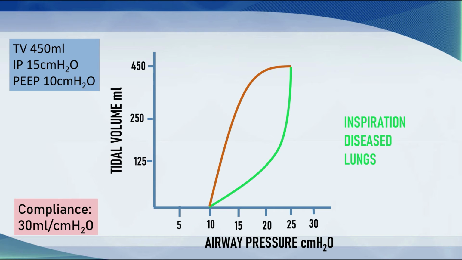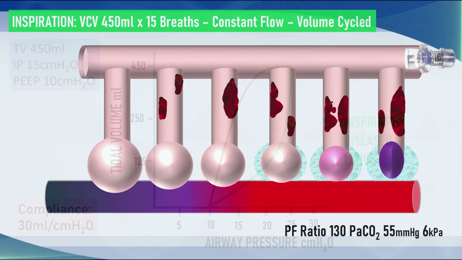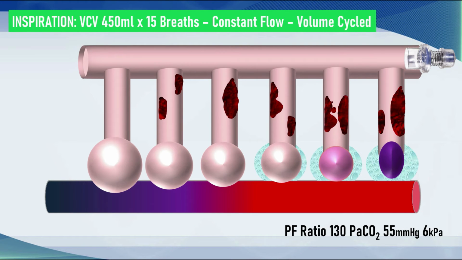It's very tough to get the balloon inflated initially, but once you get it inflated, if you don't let it deflate right back down again, you can get it reinflated quite easily subsequently. Now let's look at inspiration, and this patient is on 450 mils 15 times per minute, constant flow and volume cycle. So as soon as that 450 mils goes in, the patient cycles to expiration.